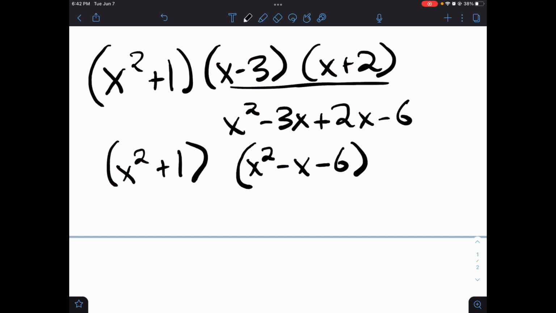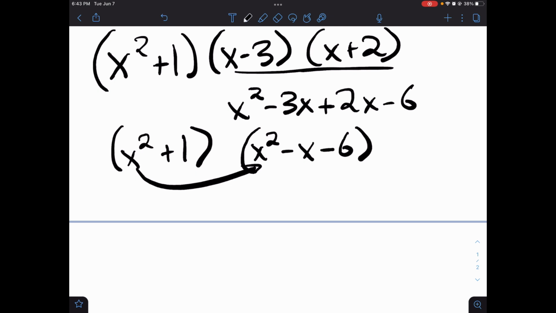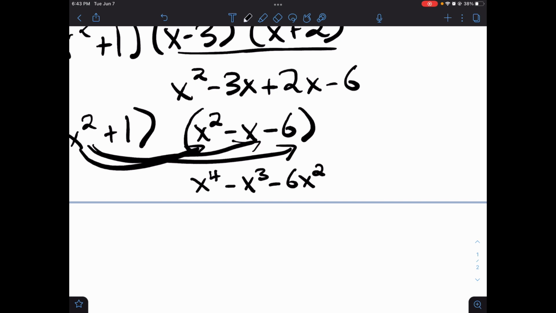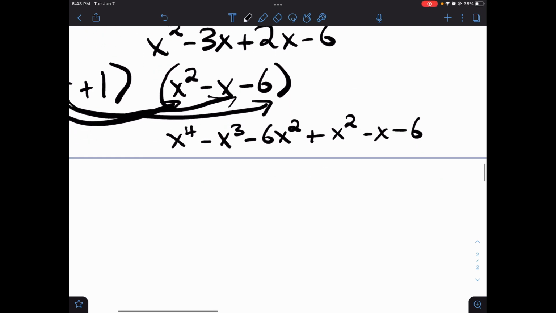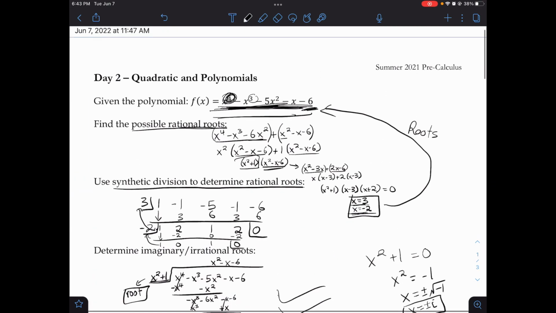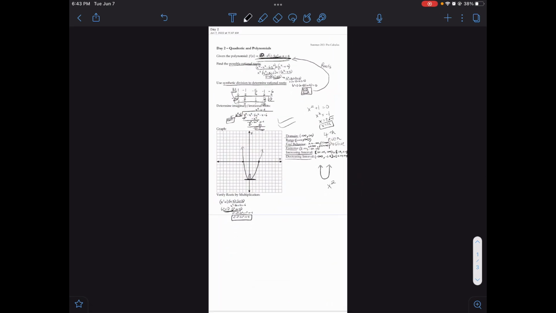squared plus 1. Now we distribute x squared into each and every value here. So we get x to the 4th minus x to the 3rd minus 6x squared. Now we distribute the 1 and we get plus x squared minus x minus 6. So when we combine like terms, we get x to the 4th minus x to the 3rd minus 5x squared minus x minus 6. And this is the same as this right here. And that's all for day 2.